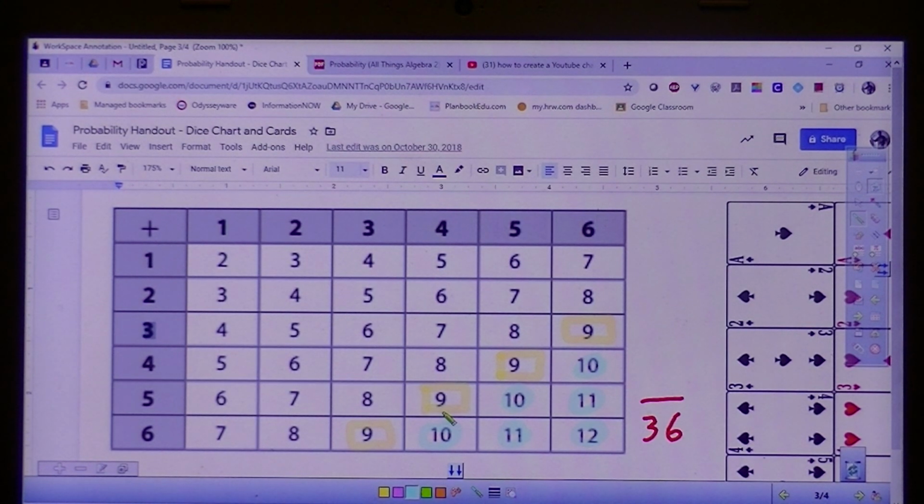So always good to recheck the words and to make sure you're answering the question as it was asked. So it said at least 9. So that's 1, 2, 3, 4, 5, 6, 7, 8, 9, 10. So it ends up being 10 out of 36. So if they just wanted 9, we would have 4, but it said at least 9. So we got 10 instead. So let's get back over there.